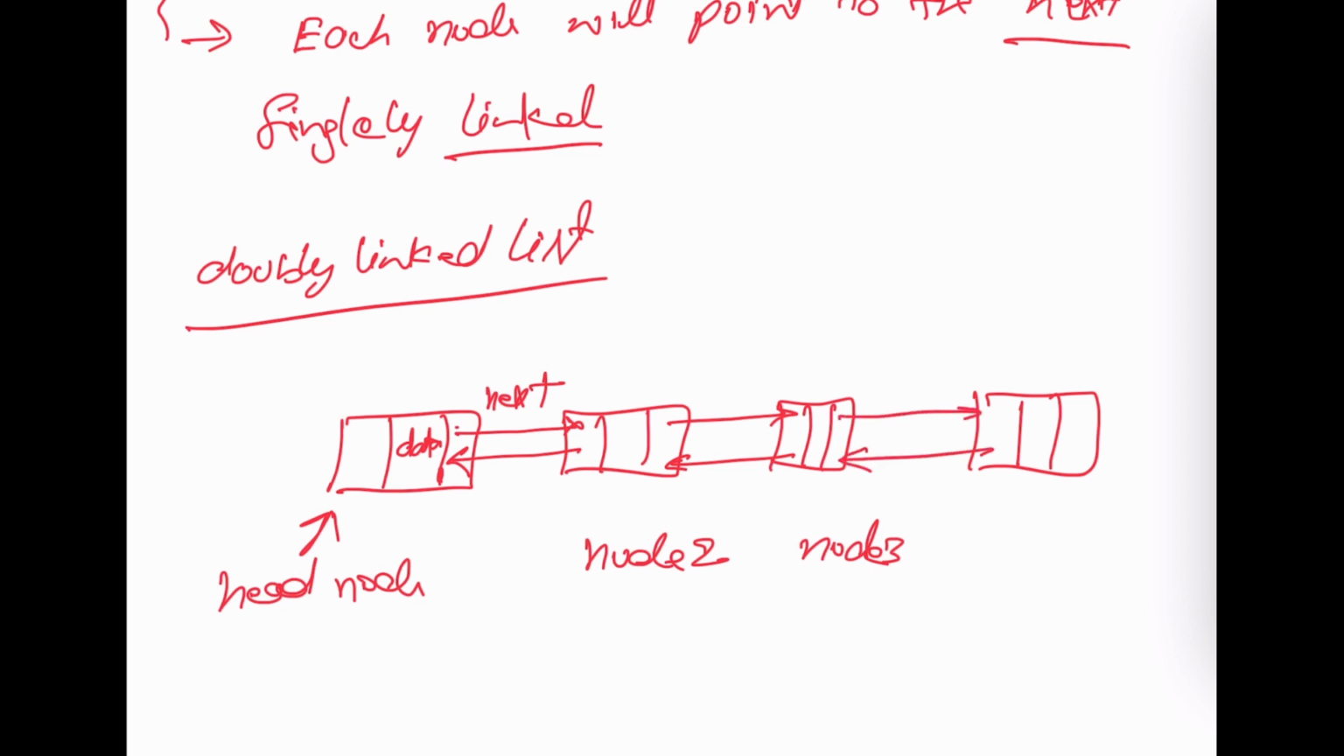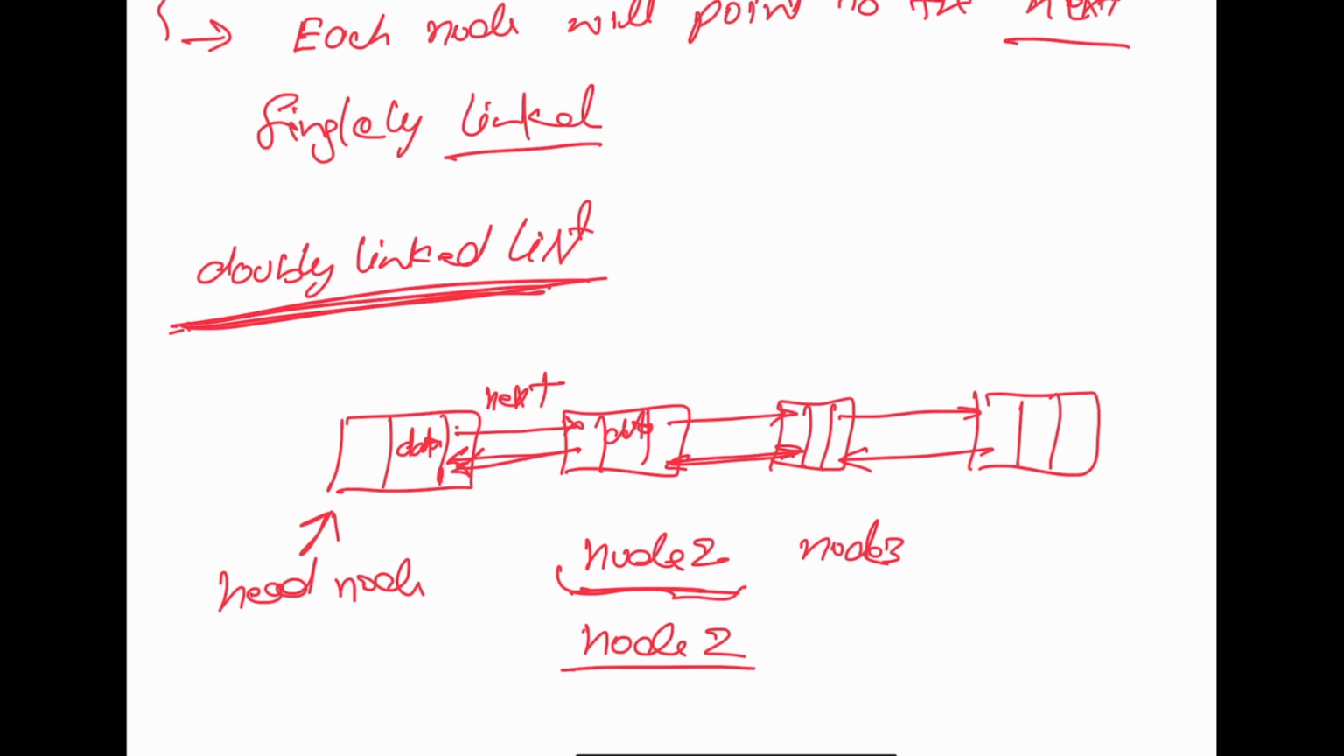So each node, if you see this node 2, it contains the address of the next node, and also it contains the address of the previous node, and it will have some value also. So this is the form of your doubly linked list. This is the way the doubly linked list data structure is designed. Each node will have the address of the next node and the address of the previous node also.